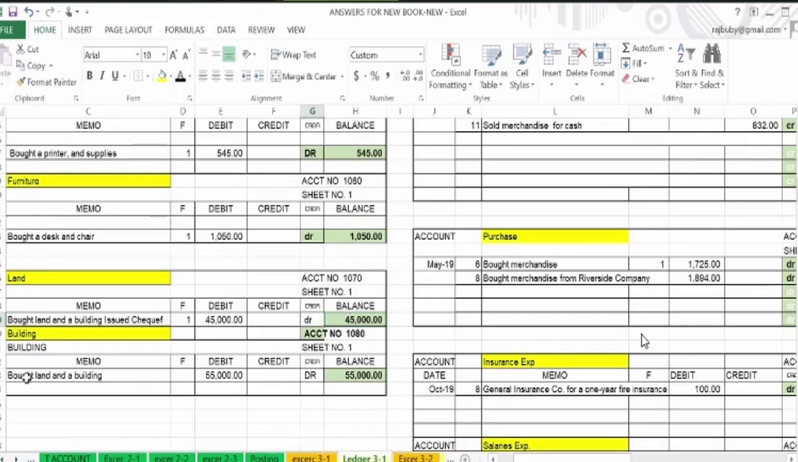And the building is also the same thing. Debit, folio number 1.